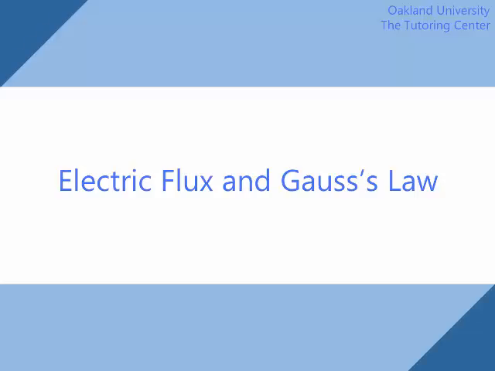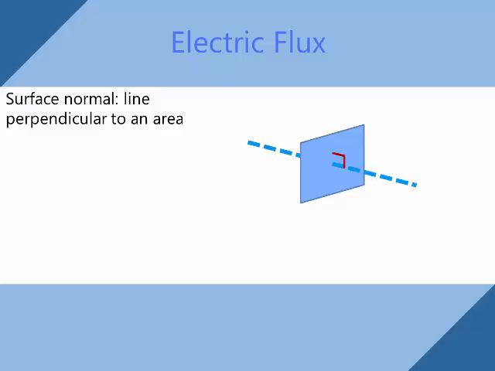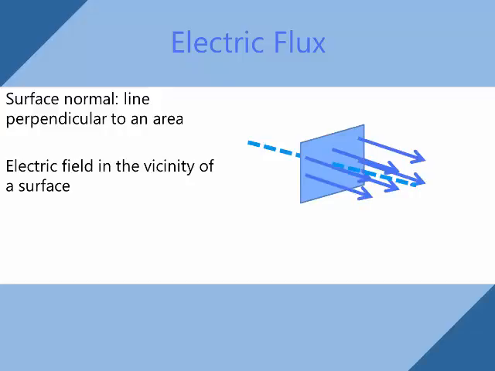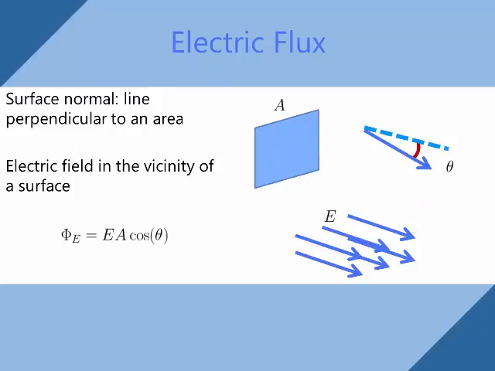Today we will be taking a look at electric flux and Gauss's law. Imagine we have a surface. We imagine a line penetrating the surface. This line forms a right angle with the surface, so that the line is perpendicular to the plane that the surface creates. Now imagine that we have an electric field close to this surface. We can measure the flow of the electric field through this surface as electric flux.